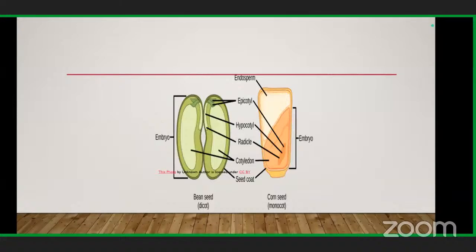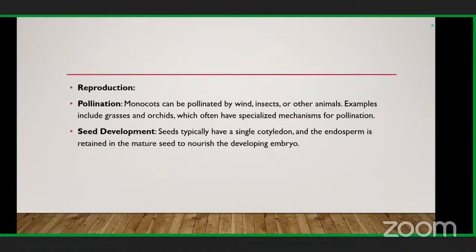You can see it. The cotyledons have epicotyl, hypocotyl, radicle. So this we will learn in the reproduction part. So this is the shape. So reproduction, so pollination: monocots can be pollinated by wind, insects or other animals. Examples include grasses and orchids, which have specialized mechanisms for pollination.